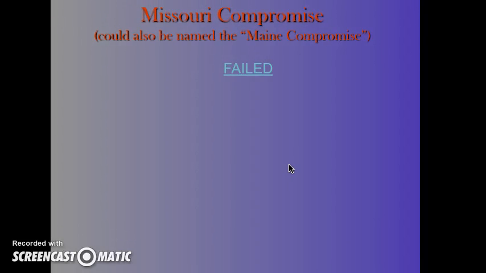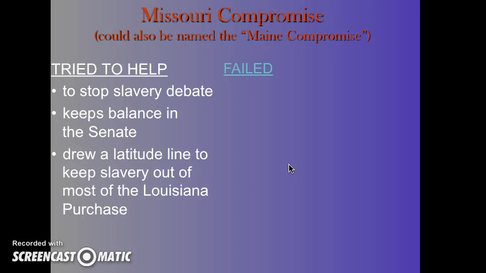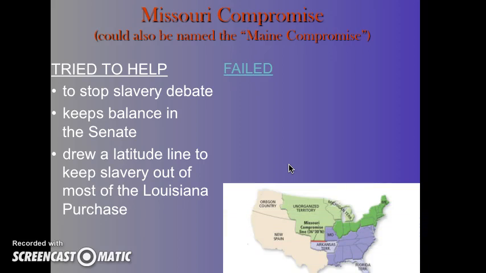Well, this compromise worked for a while. Of course, it could also be called the Maine Compromise, because Maine was brought in too, but that's my own bias, being from Maine myself. Anyway, so this tried to help stop that debate over slavery that had been going on. It keeps that balance, yay. And it even drew a latitude line, a horizontal line, that would keep slavery out of most of the Louisiana Purchase. There's that red line right there. So all that area up here, slavery would not be allowed.